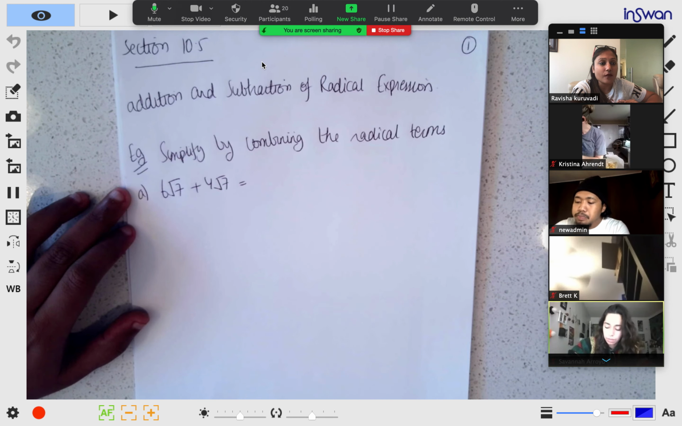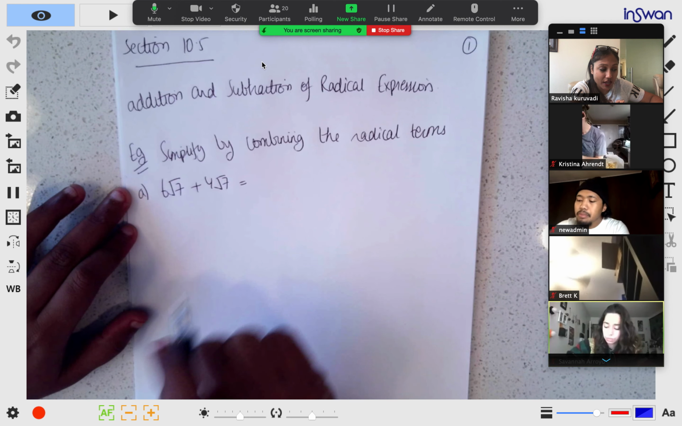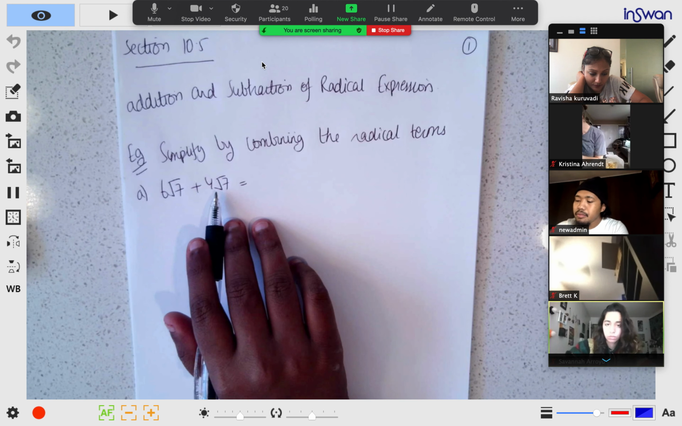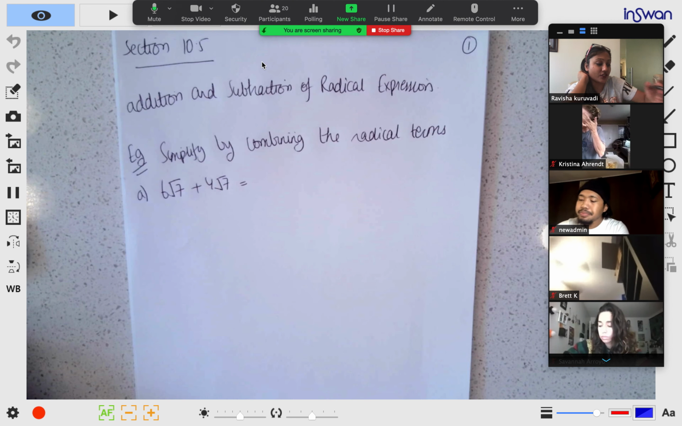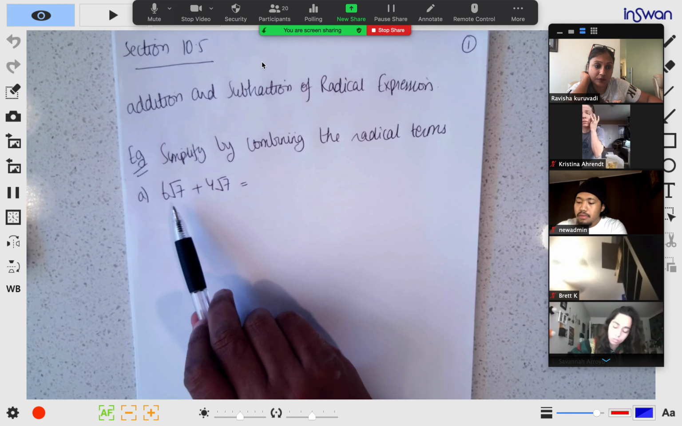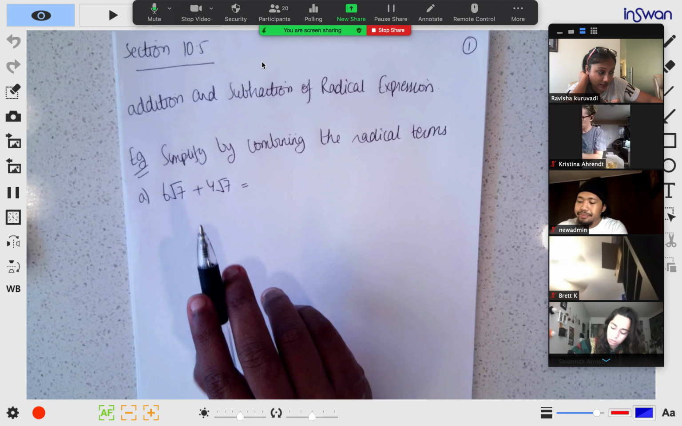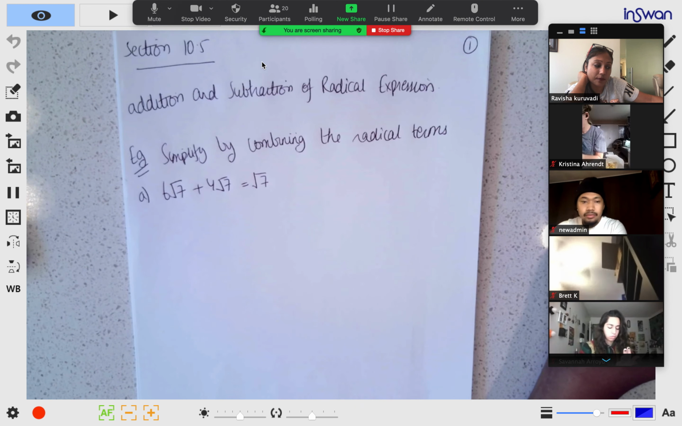In case of addition or subtraction, what you're going to do is take out common. What's common between this term and this term? Carlos, can you tell me what's common between 6 root 7 and 4 root 7? They both have square root of 7. Yeah, they both have square root of 7. Is there anything else common between them?